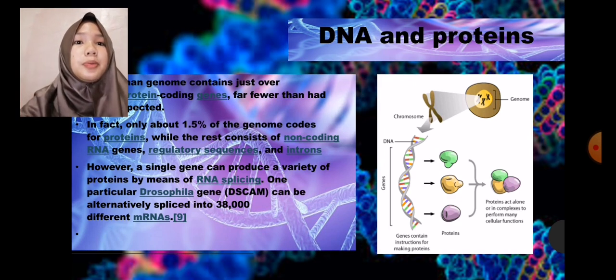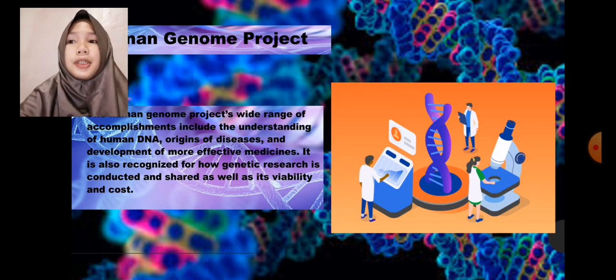The genome contains just over 20,000 protein-coding genes. In fact, only about 1.5% of the genome codes for protein, while the rest consists of non-coding RNA genes, regulatory sequences, and introns. However, a single gene can produce a variety of proteins by means of RNA splicing. One particular Drosophila gene can be alternatively spliced into 38,000 different mRNAs. So we have the Human Genome Project.